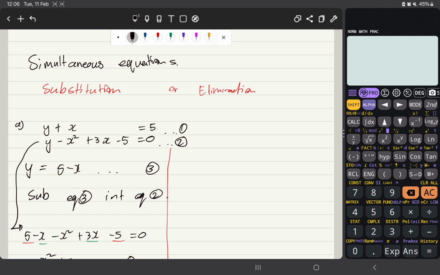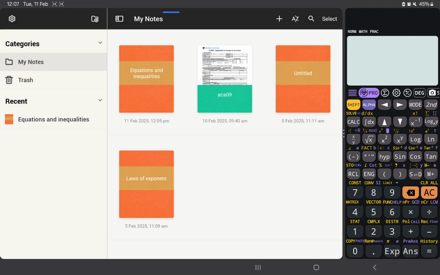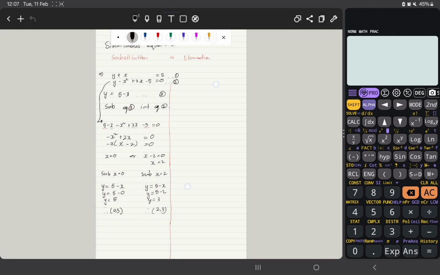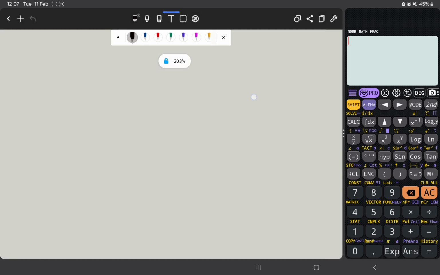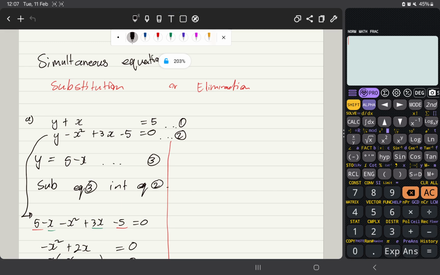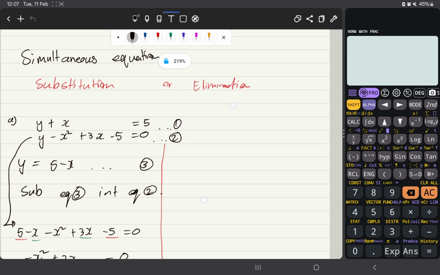I mean, you can think of ways, but the time you would spend thinking about that is going to take a lot of time, and you want to save as much time as you can while you're writing this test or exam. So the easiest one to eliminate is to eliminate what? The easiest one to eliminate is y, right?